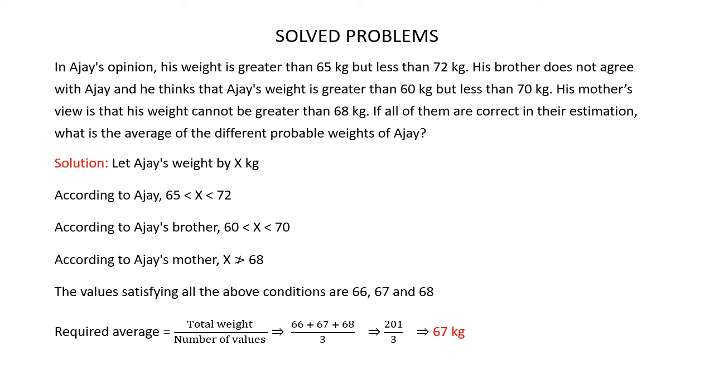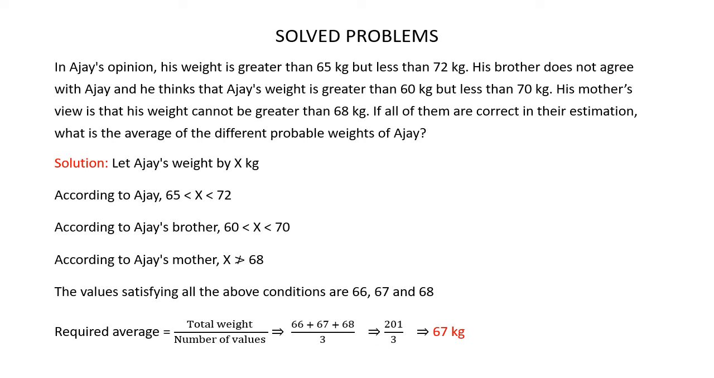So now we do not know what is Ajay's weight. So let Ajay's weight be x kgs. Now it's given that according to Ajay, his weight is greater than 65 kgs but less than 72 kgs. This can be written as a mathematical expression like this. X is greater than 65 but less than 72.